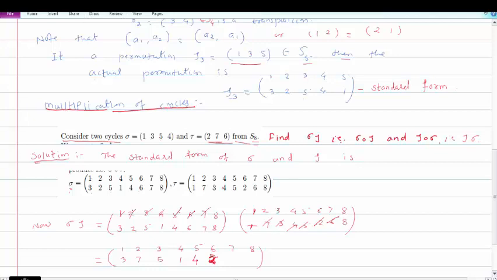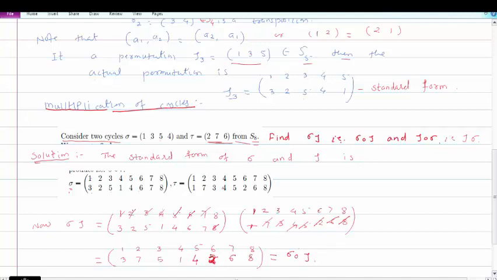And lastly 7 goes to 6 and 6 goes to 6. So 7 goes to 6. And 8 goes to 8, 8 goes to 8. So no change. This is the product of sigma and tau, that is, sigma circle tau.